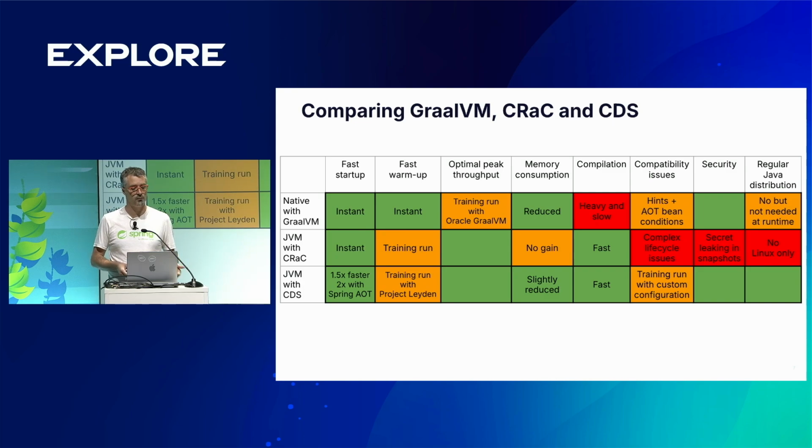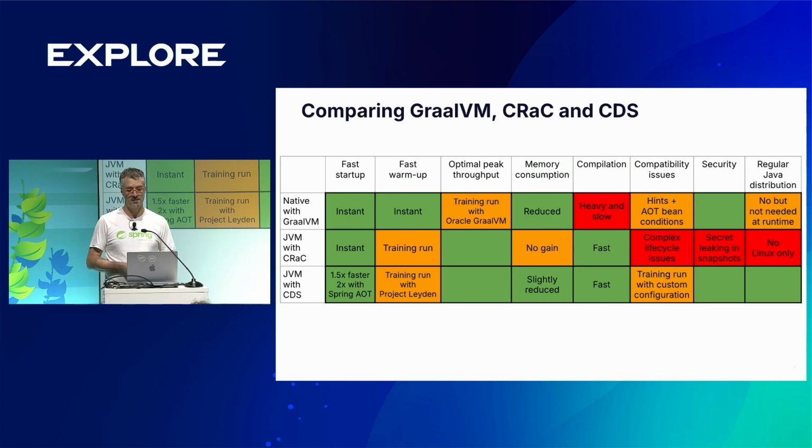that working, you have to perform a training run, which introduces some constraints. You get optimal peak throughput because that's a regular JVM. You don't get memory consumption improvements because this is a regular JVM. You get the same compilation that you have on a regular JVM, but there are some very big constraints.